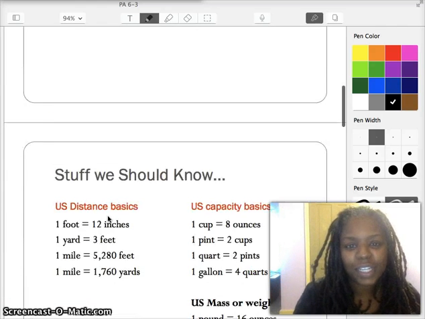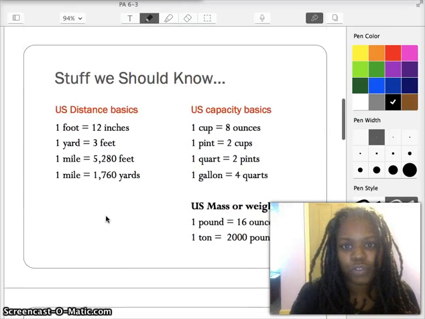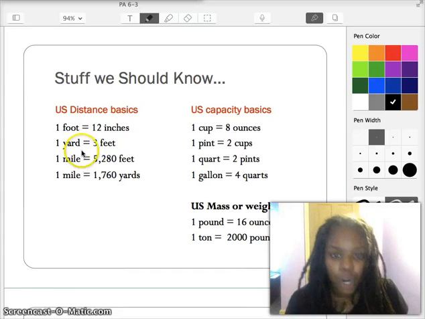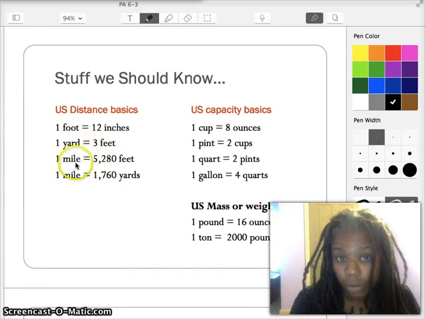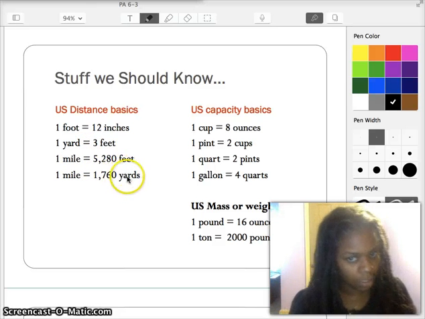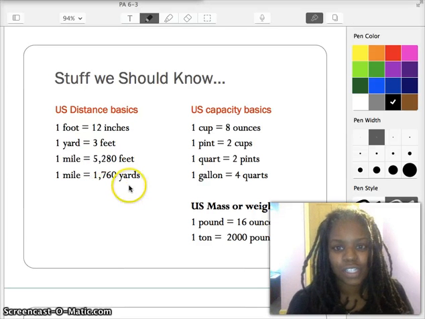All right, so let's take a look at stuff that we should know. Look at this first section. You should know that 1 foot is equal to 12 inches. 1 yard is 3 feet. I get if you didn't know that a mile was 5,280 feet, but I think I want you to know this now. 1 mile is also considered 1,760 yards.